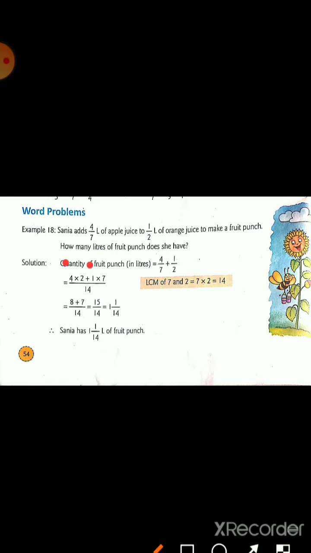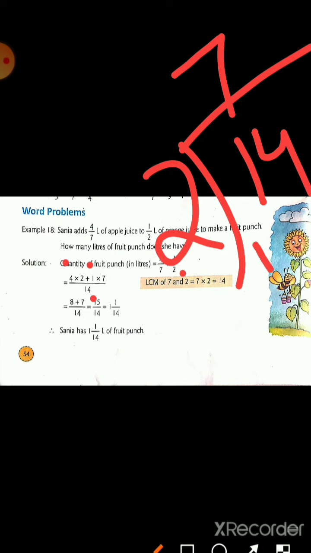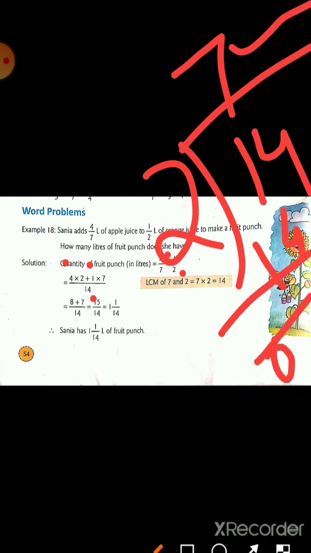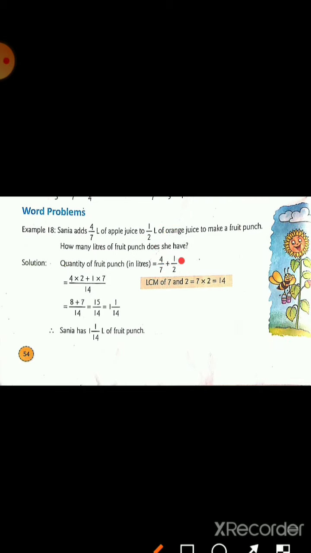So 4 into 2, plus we divide the LCM again by the denominator of the second fraction. The denominator is 2, so 2 7s are 14. This 7 we multiply with the numerator of the second fraction, which is 1. So 4 into 2 is 8, 1 into 7 is 7, so 8 plus 7 is 15/14.